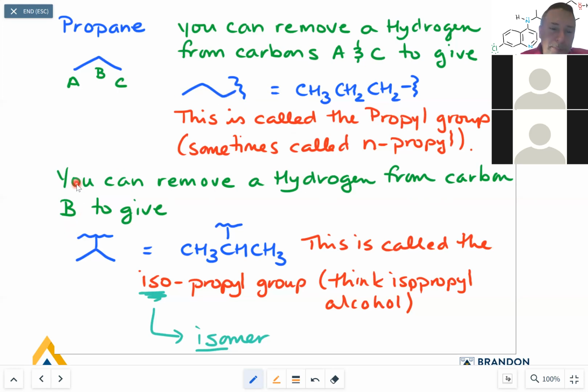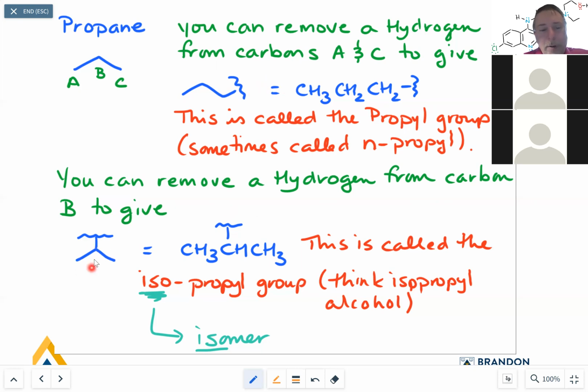Now, if you remove the proton from the center carbon, you've got a CH3 here and a CH3 here, and this is what this fragment would look like. Instead of being called the propyl group, this is called the isopropyl group, and the genesis of isopropyl is basically isomer. So isopropanol, or isopropyl alcohol, also known as rubbing alcohol, has the OH on that center carbon. This would be different than propanol, where the OH would be on the n carbon.